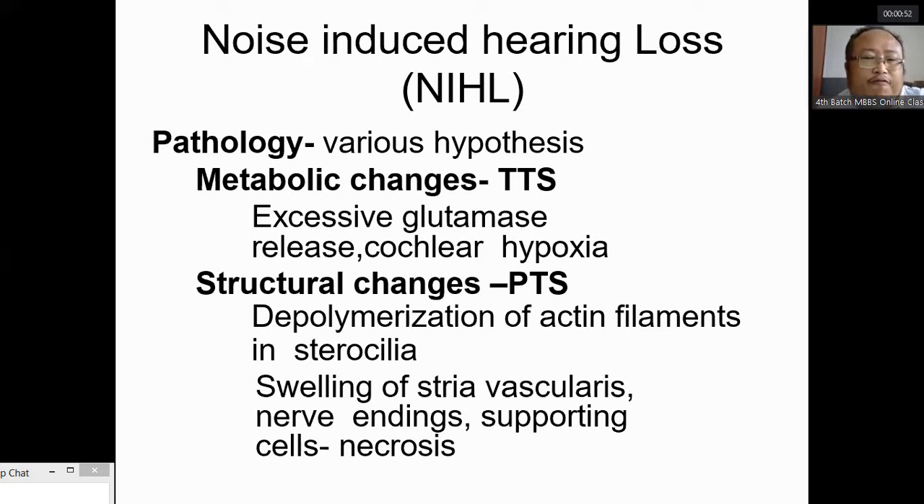Regarding the pathophysiology, metabolic changes and structural changes are mentioned as hypotheses. In the temporary case, there might be excessive glutamate release and cochlear hypoxia. In the permanent case, there is depolarization of actin filaments in the cilia and swelling of the stria vascularis and supporting cells, where there is necrosis.